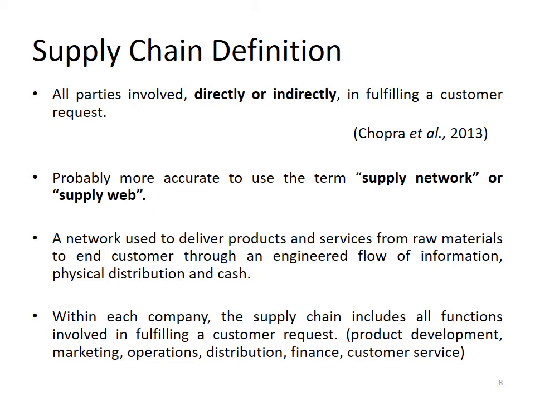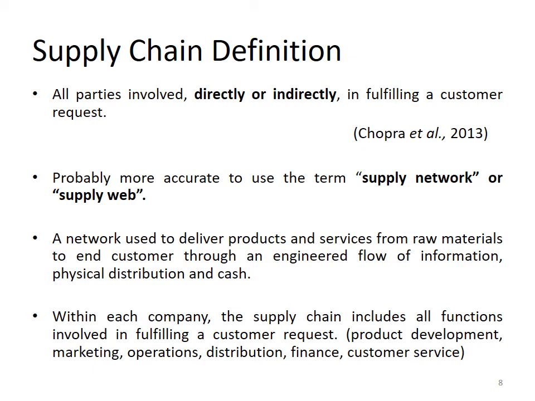involved directly or indirectly in fulfilling a customer request. In this definition, we are clear about fulfilling a customer request, but there are some unknown terms. One is all parties involved, directly or indirectly. What do we mean by all parties involved? As we see in the basic supply chain, there are three main entities: supplier, manufacturer, and customer. But in a real world complex supply chain, there are a lot of parties involved in between in order to make the supply chain more effective and efficient.